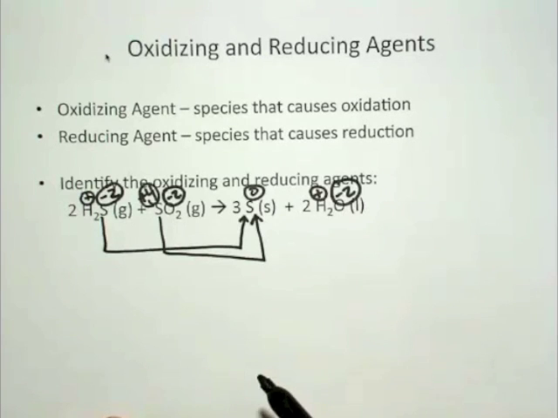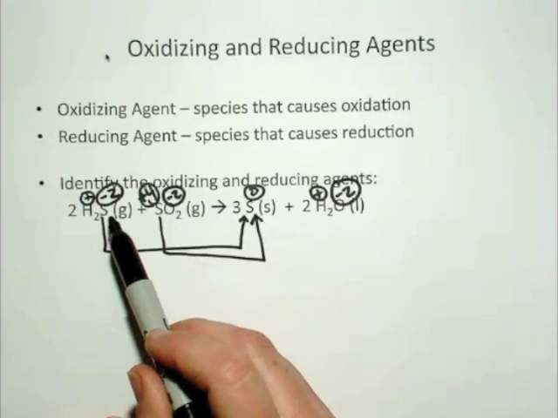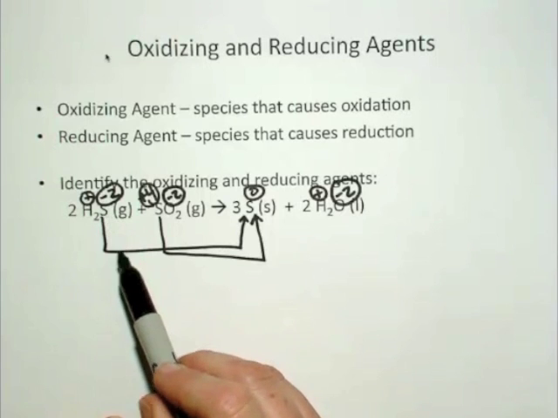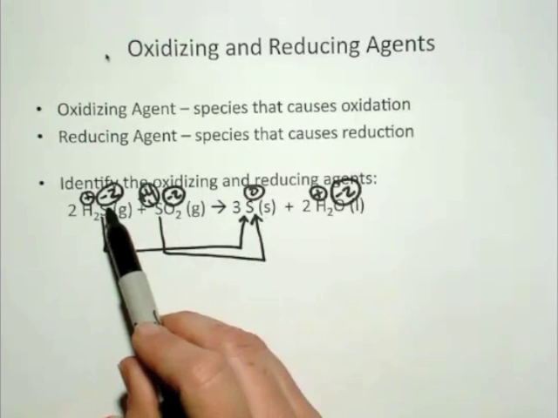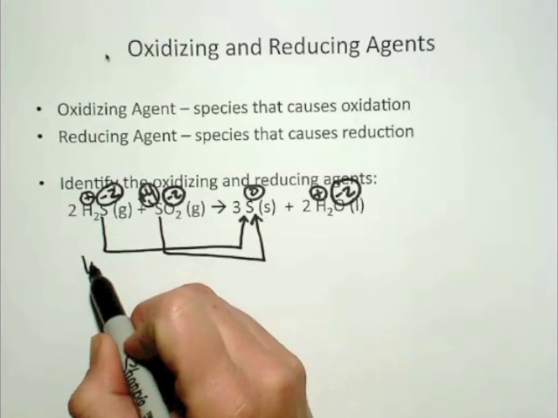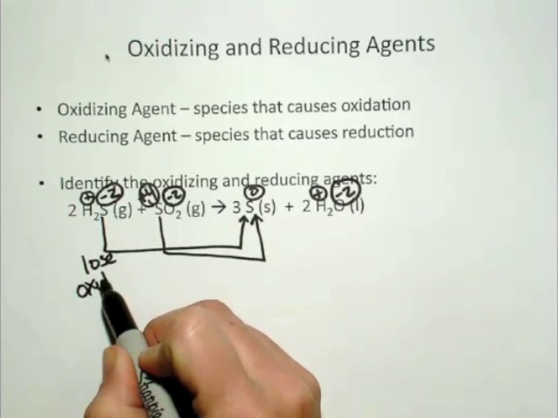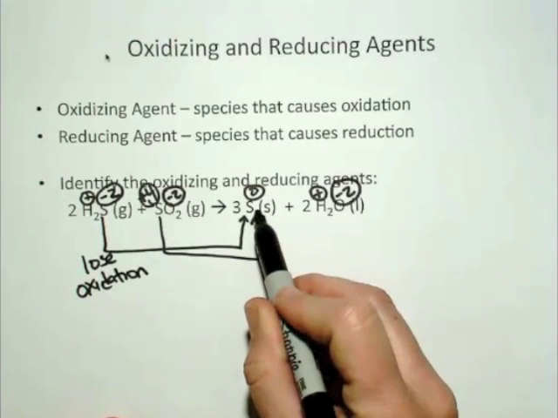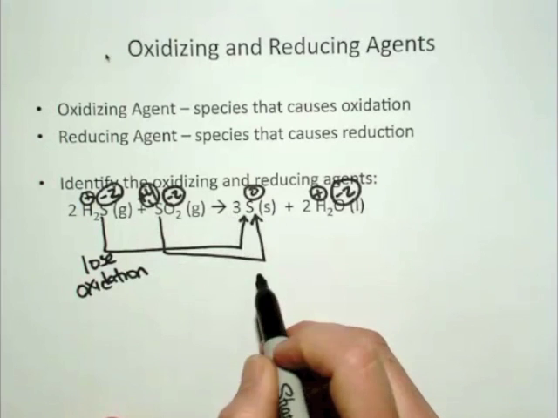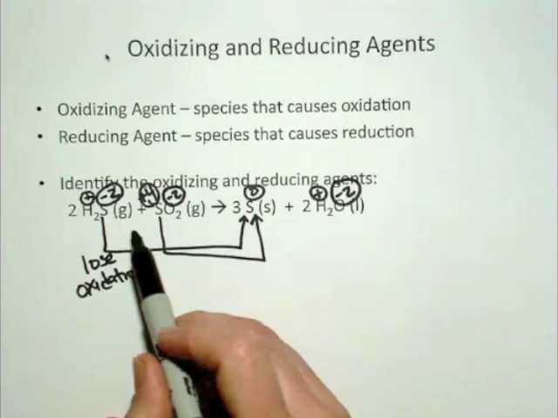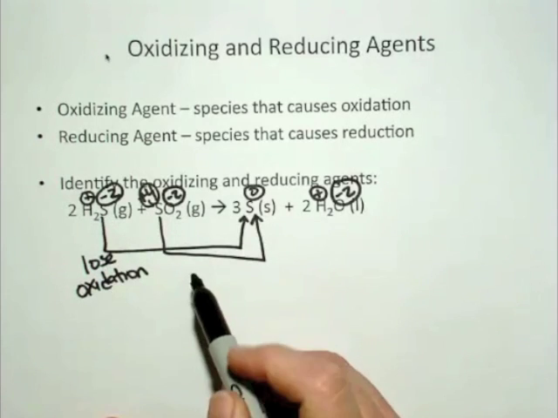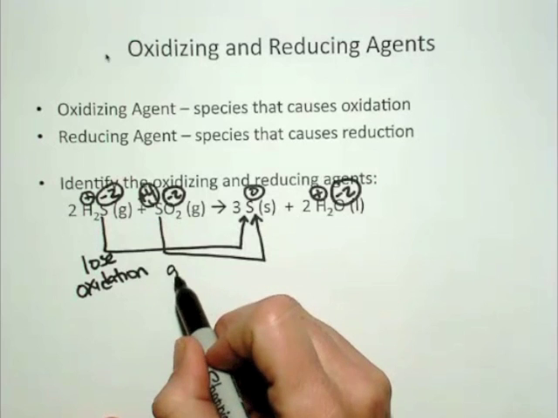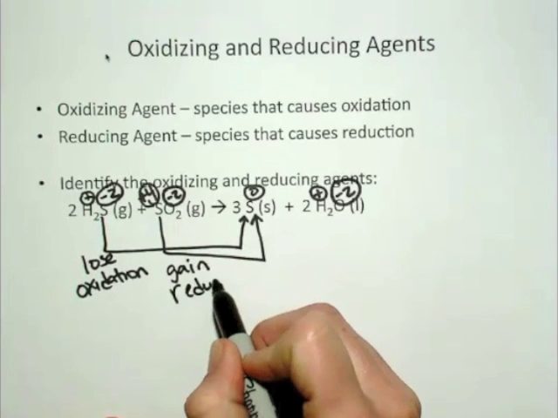So which is undergoing oxidation? Hydrogen sulfide or sulfur dioxide? In this case, the sulfur is going from a -2 to a 0. That means it must be losing electrons. So if it loses electrons, then we know it's undergoing oxidation. And remember, we have a total of 3 sulfurs over here. The 2 from here are undergoing oxidation, and then the 1 from here is gaining, because it's going from a +4 down to a 0, so that's a gain of electrons, so that's undergoing reduction.